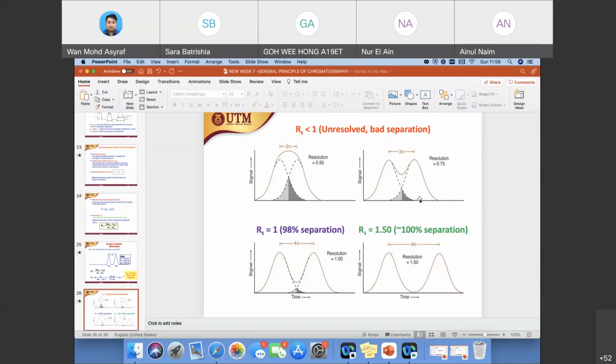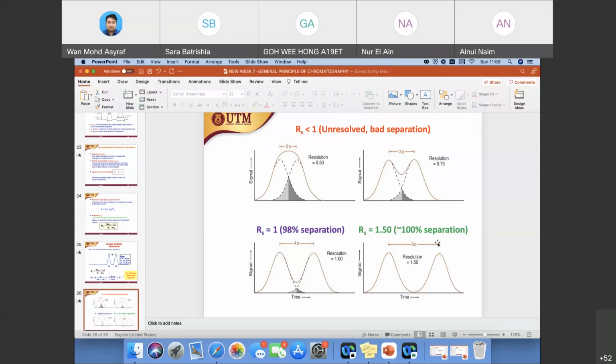So you need to play around with the separation process. You need to play around with the stationary phase and the mobile phase so you can get a much better separation, right? Rs equal to 1. You can see more separation here, but it is still below 1.5. So the good one is 1.5.